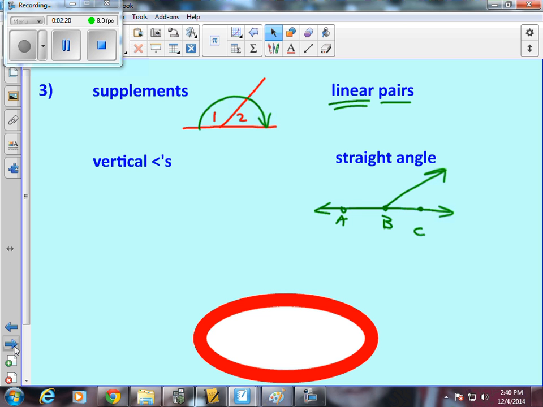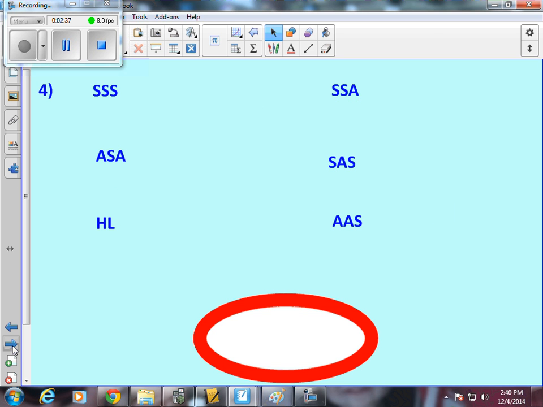Now, vertical angles are made when you intersect 2 lines, but they would refer to the angles across from each other, like there or like here. So vertical angles are actually congruent to each other, whereas these other 3 have something to do with adds up to 180. As far as these go, these would be talking about ways to get congruent triangles.